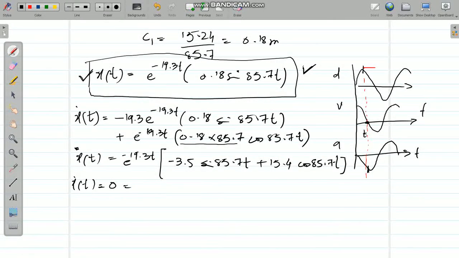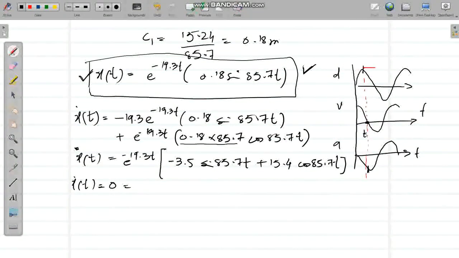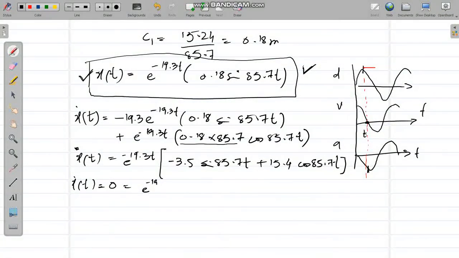So 0, and now you don't have to put time equal to 0 here. This time is not equal to 0, the velocity is equal to 0. So we are interested in finding the time. This is the same equation above, so just don't write it again.